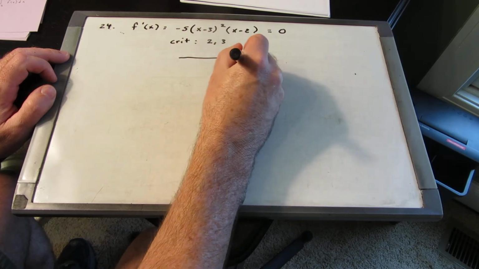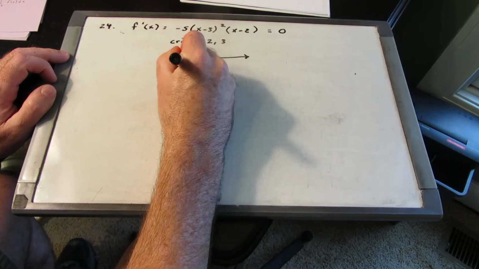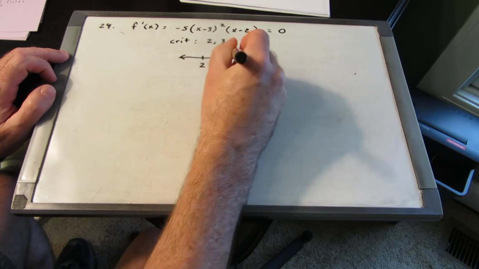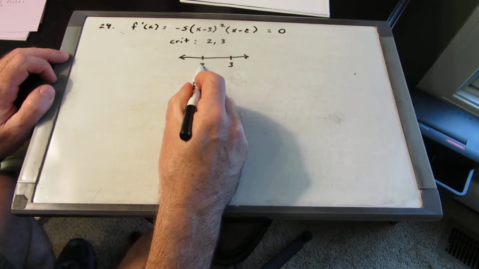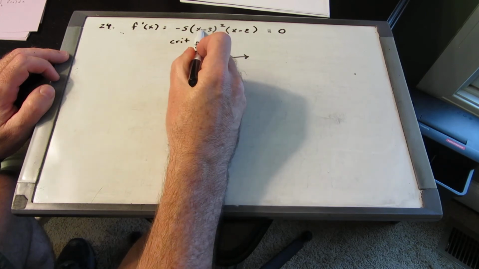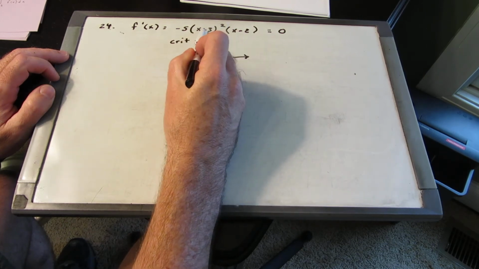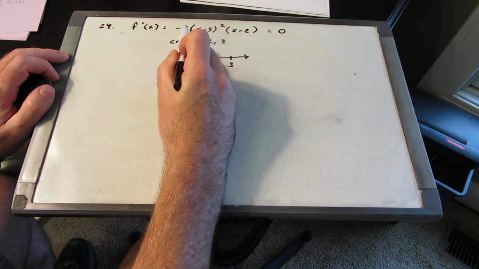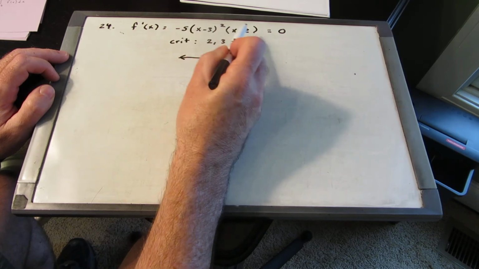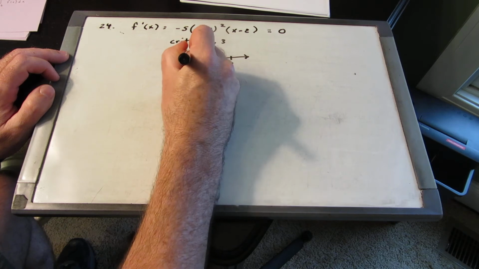So we can do a sign line, put our critical points on there. To the left of 2, I would pick 1. Well, squaring that makes it positive. And then that's negative, so you'd have a negative times a positive times a negative, so that would be positive.